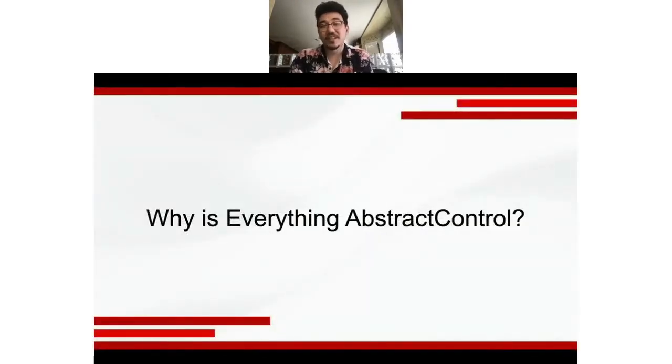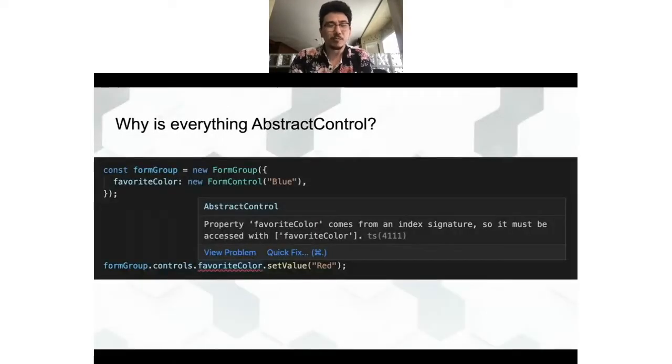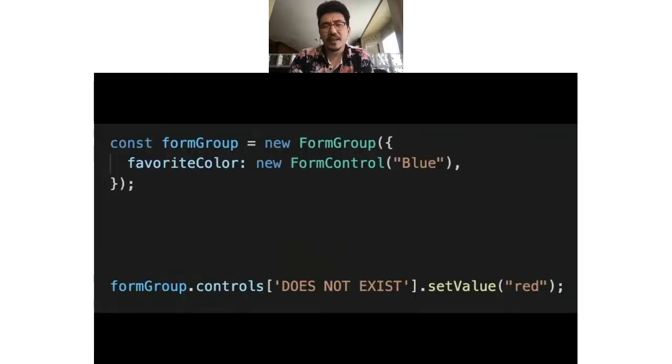Another reason why we need strict types is because everything is an abstract control. What do I mean by this? When trying to access the child form controls of your form group or form array, you can do this using the controls property. But when you do so, the types will assume that each of the child form controls are an abstract control. On top of this, TypeScript doesn't do a great job trying to protect you from trying to access child form controls that don't exist.